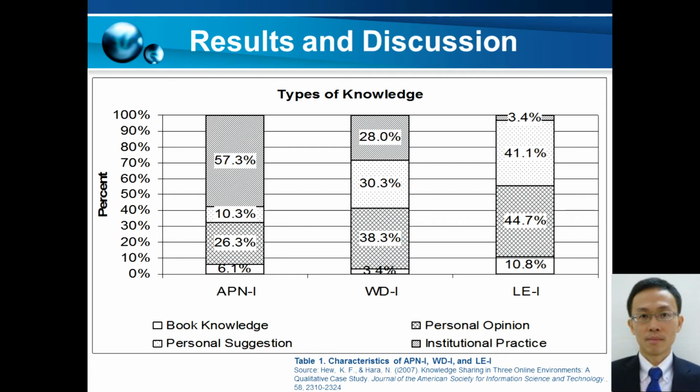This graph tells you the type of knowledge shared in each community. As you can see, the nurse practice community shared the most on institutional practice. For the web development community, most of the knowledge is personal opinion. Whereas in the English education community, most of the knowledge shared is also personal opinion.